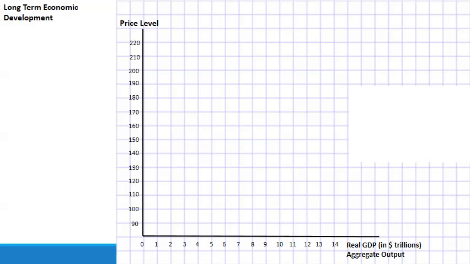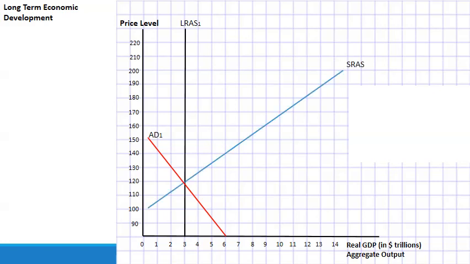So let's look at the long-term economic developments. What's happening over a long span of time? So what we know, of course, is we've got our long-run aggregate supply, which is always vertical, because price levels don't affect the factors of production in the long run. And then we have aggregate demand. Now, in the long run, both of these two are going to increase over time. Then we have our short-run aggregate supply, and we'll talk about what happens with it in the process.